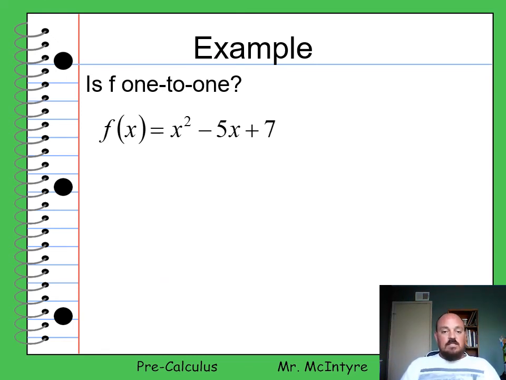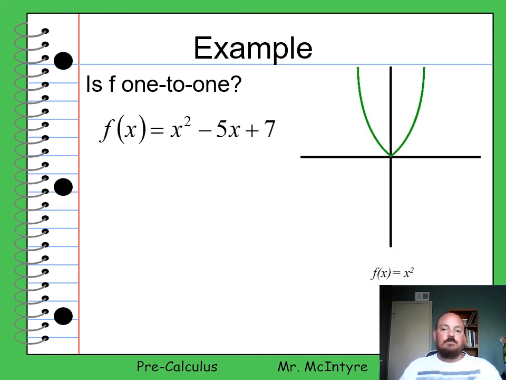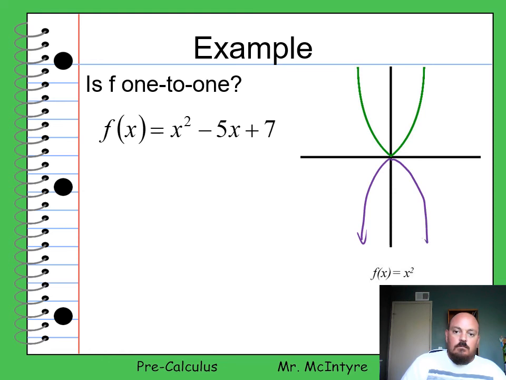So now let's talk about this one. F of x equals x squared minus 5x plus 7. Same concept as the last one. I don't know exactly what it looks like, but I do know it's a parabola. And a parabola, we already decided, is going to fail the horizontal line test. It's not one-to-one. Same rule for transformations. If I take that parabola and I reflect it, that still fails the horizontal line test.